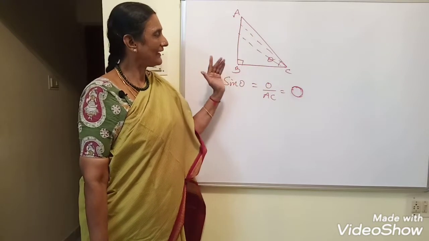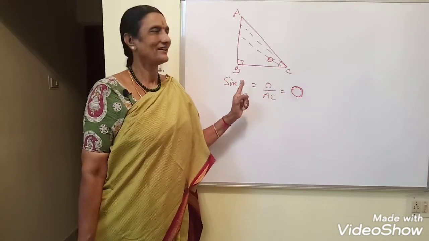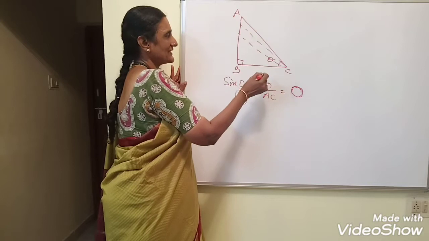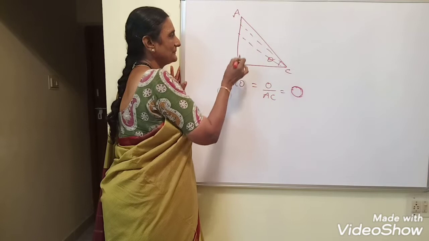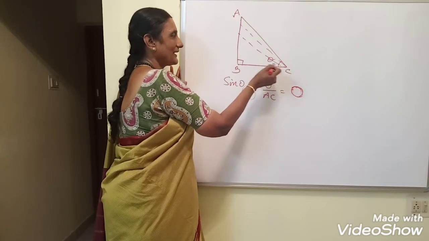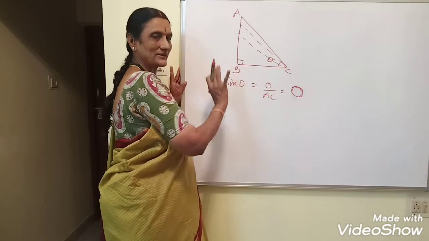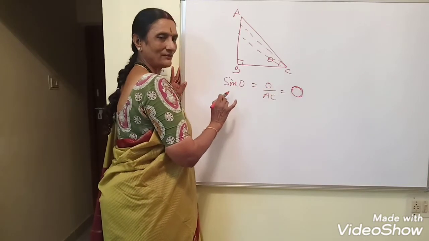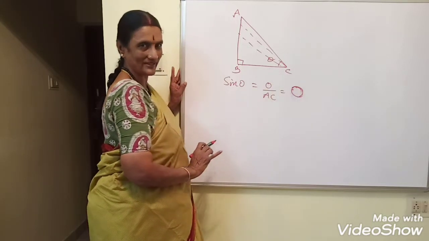Now, when the angle becomes 0, the theta value diminishes. So, in this process, A takes various positions, but at one position where the angle is 0, it comes and merges with B, so that the hypotenuse AC also becomes almost equal to BC. So, we don't have the opposite side at all. If we don't have the opposite side, when we attempt to find the value of sin 0, it is 0 by AC, which will give you 0.